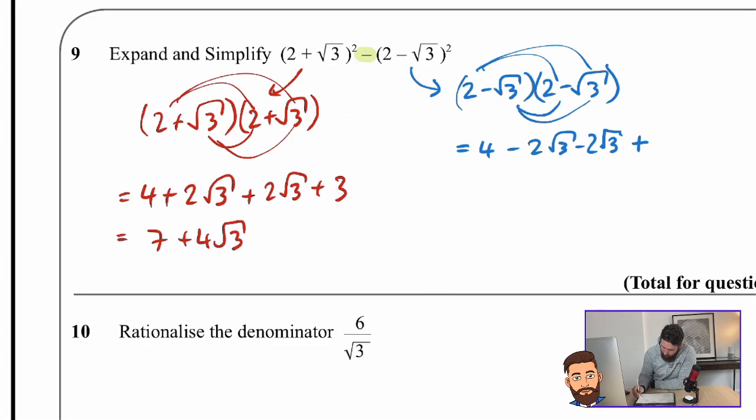Just be careful when you're expanding out this second bracket. Root 3 times root 3 is 3. But you've got a minus and a minus, which makes a plus, so just be very careful with your signs.